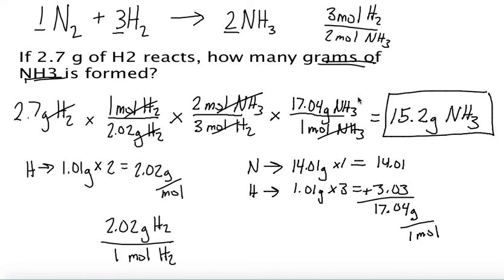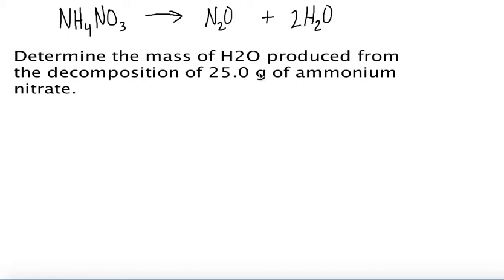Okay? Let's do one more example here, just one more example. Here we go. We got another balanced equation up here. And this one says, determine the mass of H2O that is produced from the decomposition of 25 grams of ammonium nitrate. This is ammonium nitrate right here, NH4NO3. It's kind of a big molecule. 25 grams of it is what we're starting with. And we want to figure out how many grams of this are we going to make.